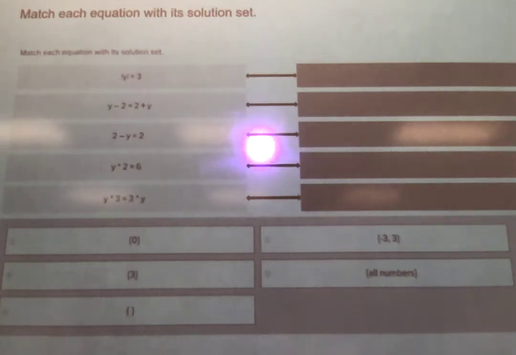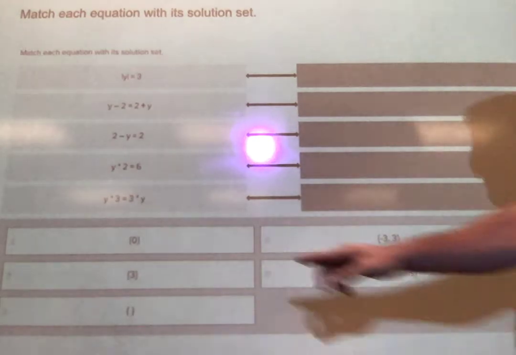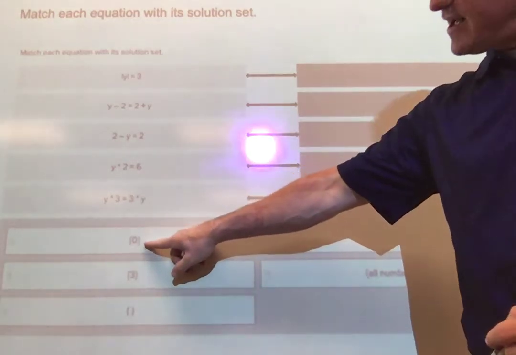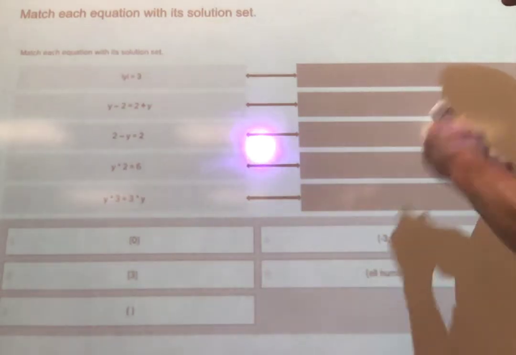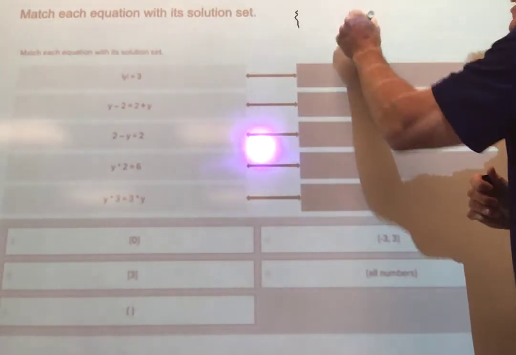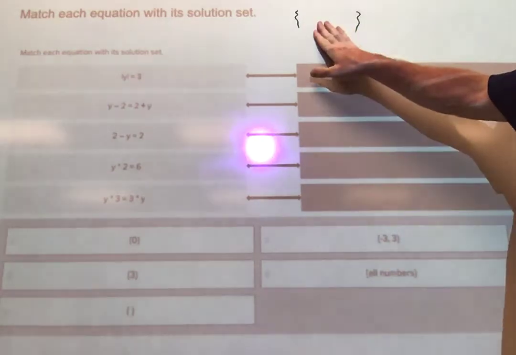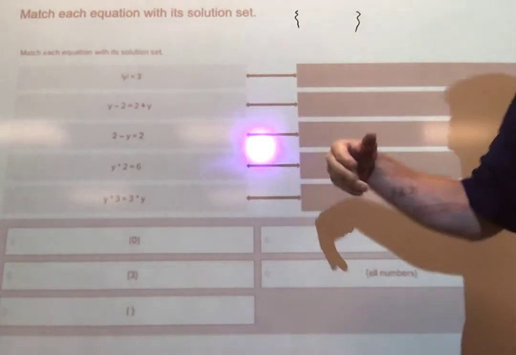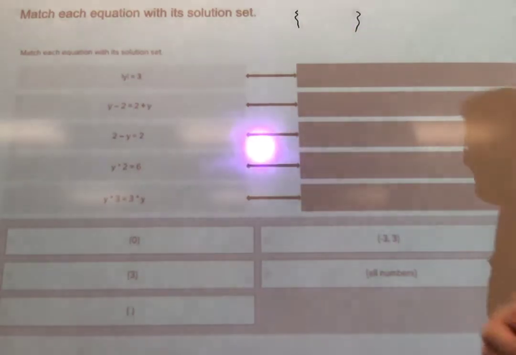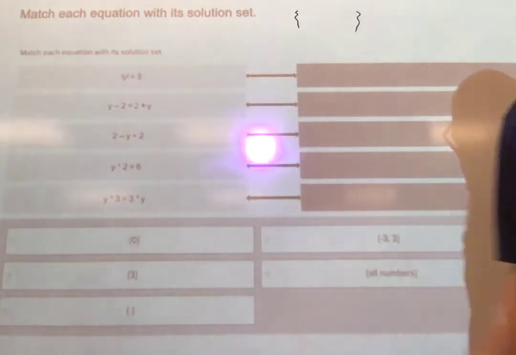Right, lesson 6.2, guys. We're trying to match equations with their solution sets. And remember, if you look down here, we've got this solution set notation. We just kind of call them squigglies. They look like this, and the answers in there would be the solution set, or the set of answers that would make these things true.